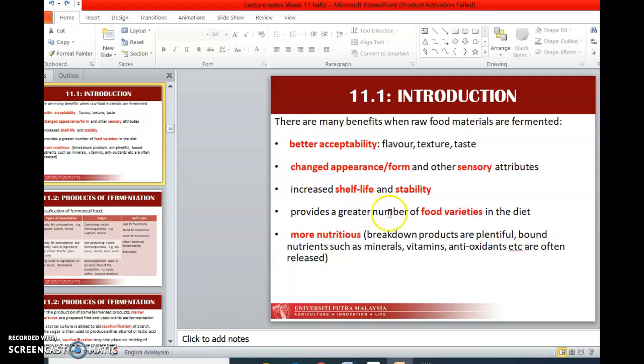They can also provide a greater number of food varieties. Then they can be more nutritious because of the breakdown of products. So for example, anti-nutrients can be broken down into something that is less harmful. Also, they can release certain nutrients such as minerals, vitamins, and antioxidants. They also contain lots of good bacteria which can serve as probiotics in your gut, so it is good for your gut health.